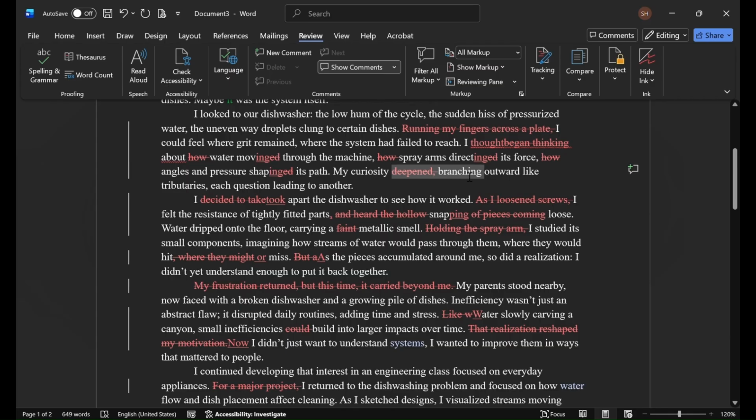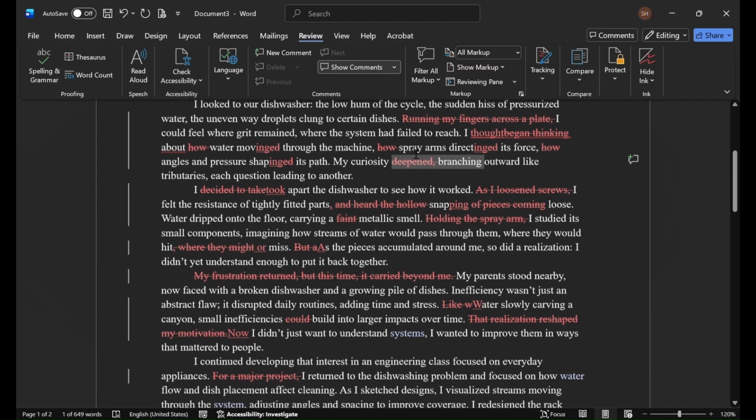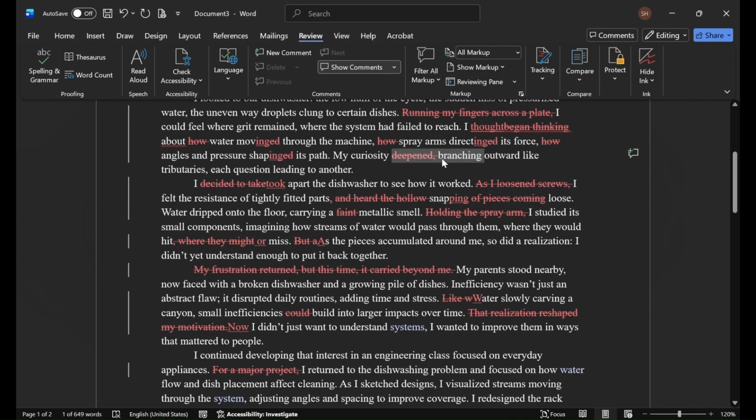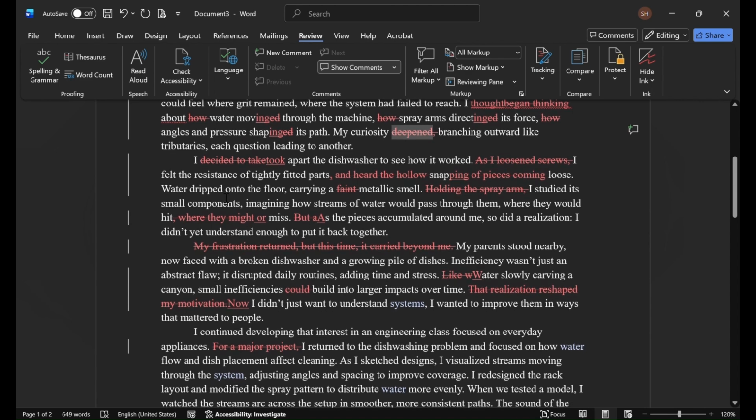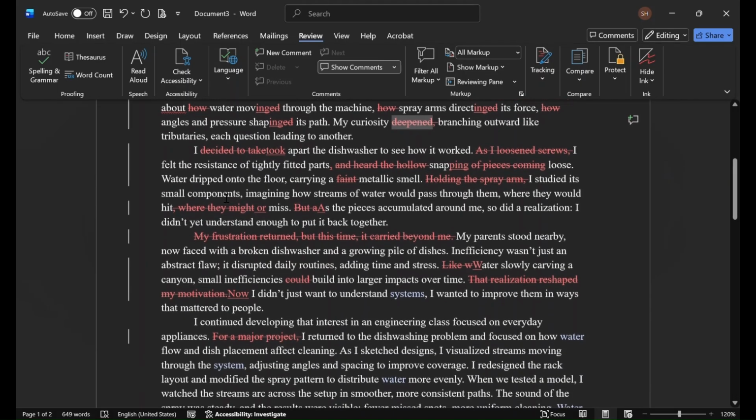So again, here's another example of two words describing the same action. So curiosity, deepening and branching outward. What turns out to be more important here is the branching outward, because it's like tributaries carrying on our water metaphor. And so although "deepened" is good, it's less essential here to keep in. So that's really all I did in the rest of this essay, just look for small instances to try and get rid of.